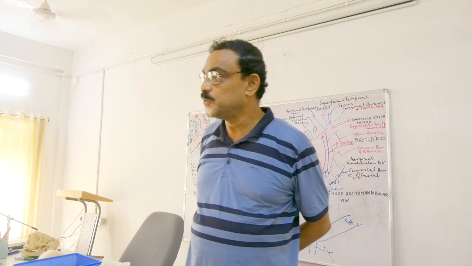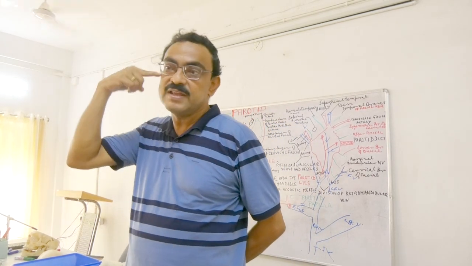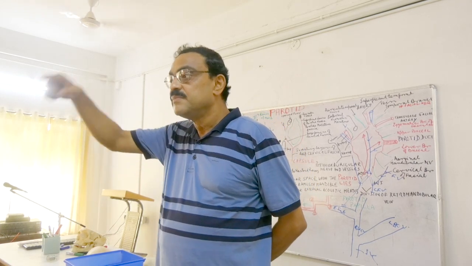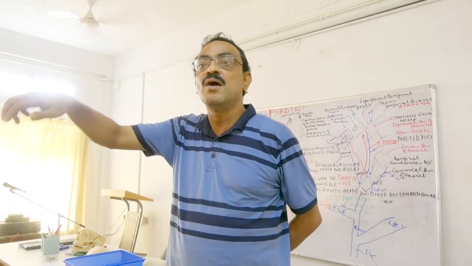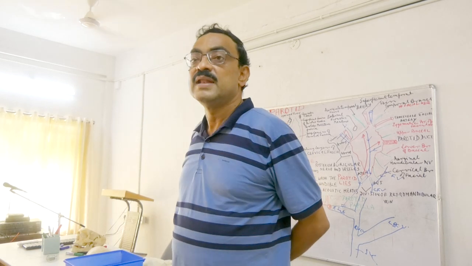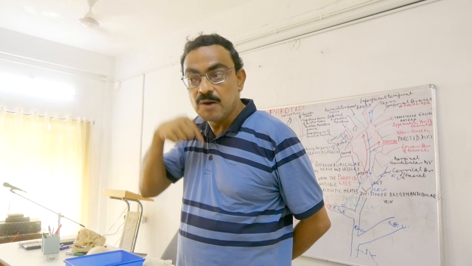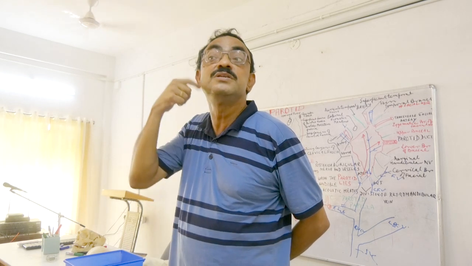Now what is the pathway? First is the inferior salivatory nucleus. From there it will go along the 9th cranial nerve, or glossopharyngeal nerve. It will come down the glossopharyngeal nerve, which is this.